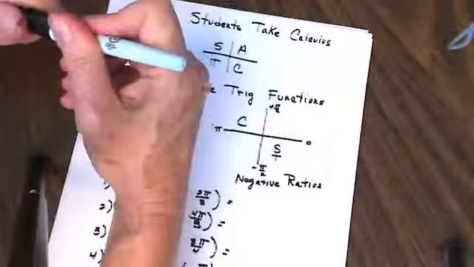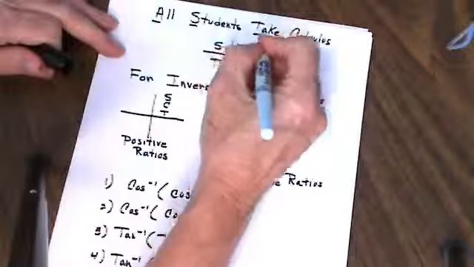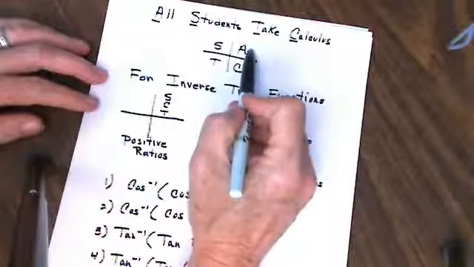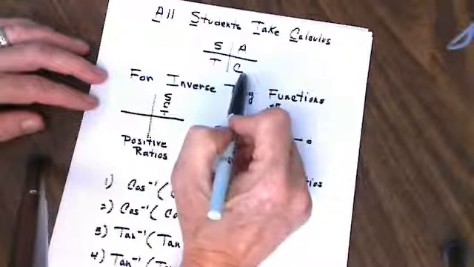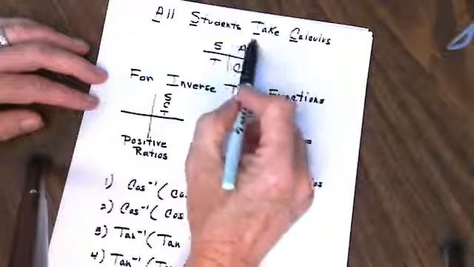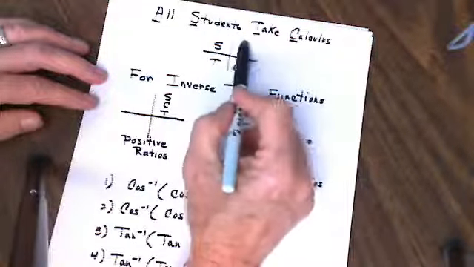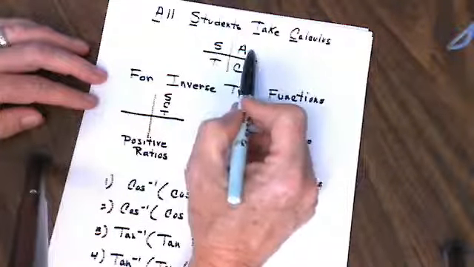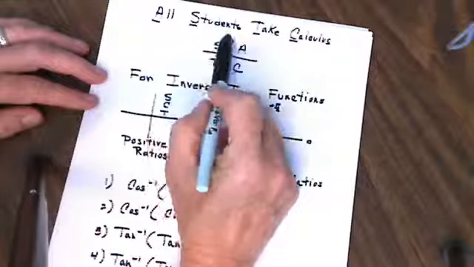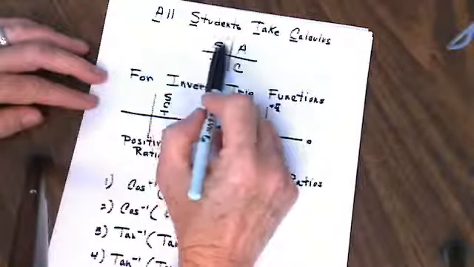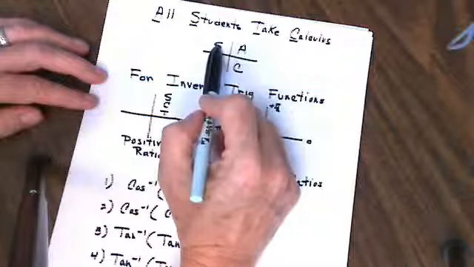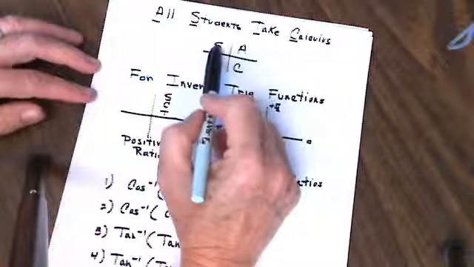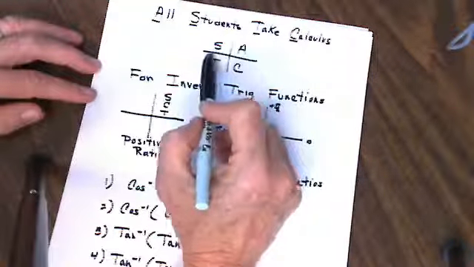So I've taken the first letter of each word in this memory device, ASTC, and I've used it to fill in going counterclockwise, ASTC. Here in quadrant 1, if the terminal side of your angle is in quadrant 1, all ratios for all 6 trigonometric functions will be positive. However, in quadrant 2, between pi over 2 and pi, only sine and its reciprocal cosecant will produce positive ratios. The other 4 trigonometric functions will produce negative ratios.